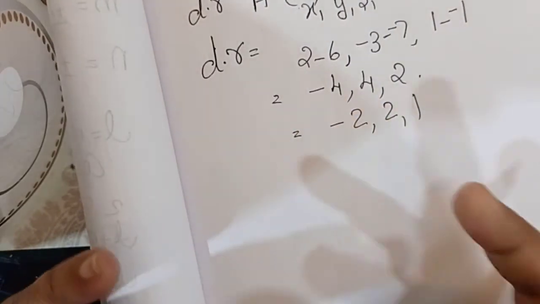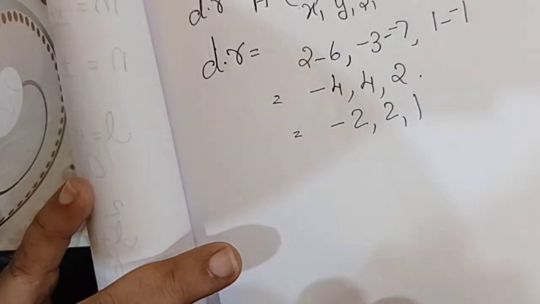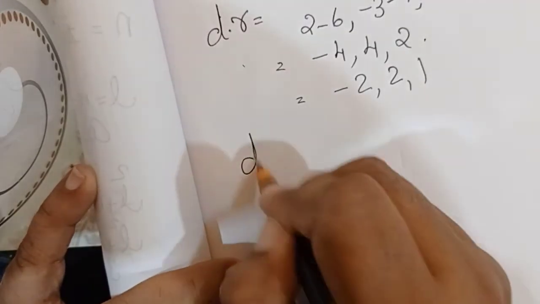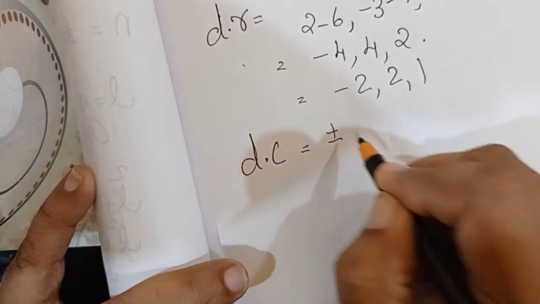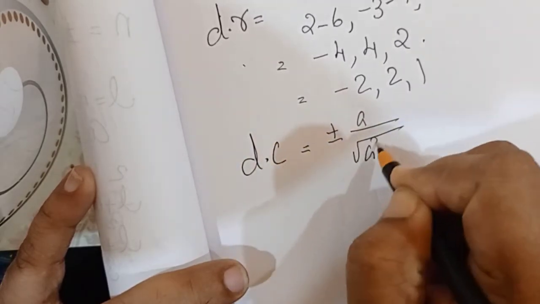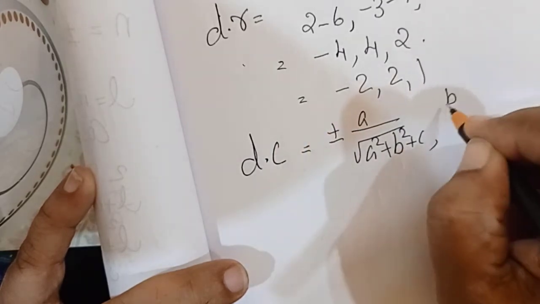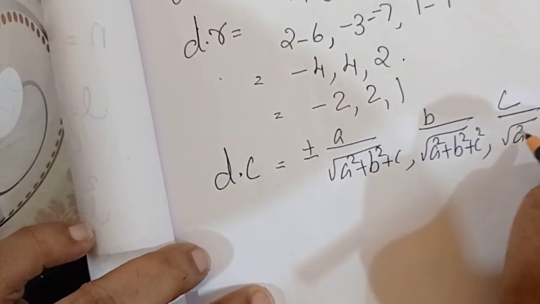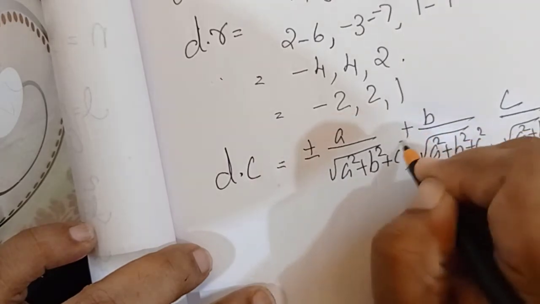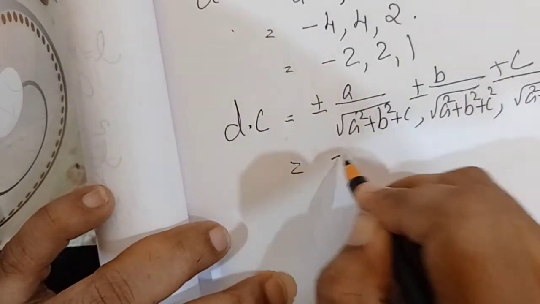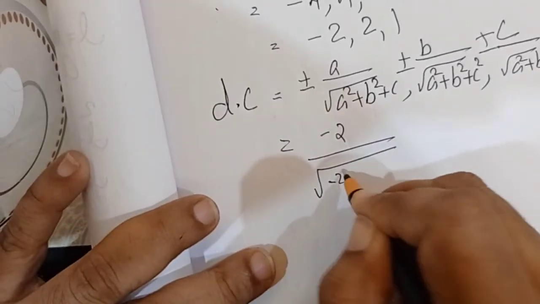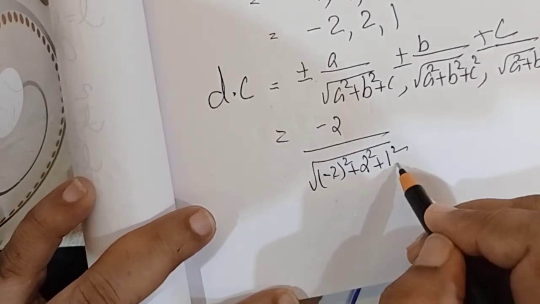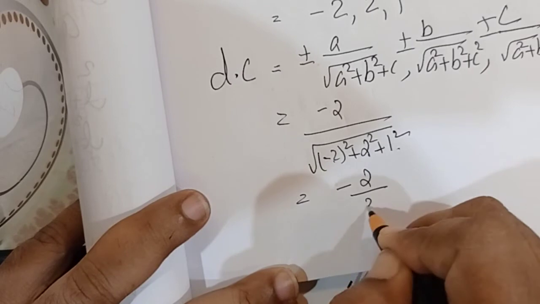Here this is only a number, therefore we can cancel that 2. Then if the direction ratios are given, how can you find the direction cosine? Direction cosine is plus or minus a by root of a square plus b square plus c square, b by root of a square plus b square plus c square, c by root of a square plus b square plus c square. Always put plus or minus. That means minus 2 by root of (minus 2) whole square plus 2 square plus 1 square. 4 plus 4 is 8, 8 plus 1 is 9. The final answer is minus 2 by 3.